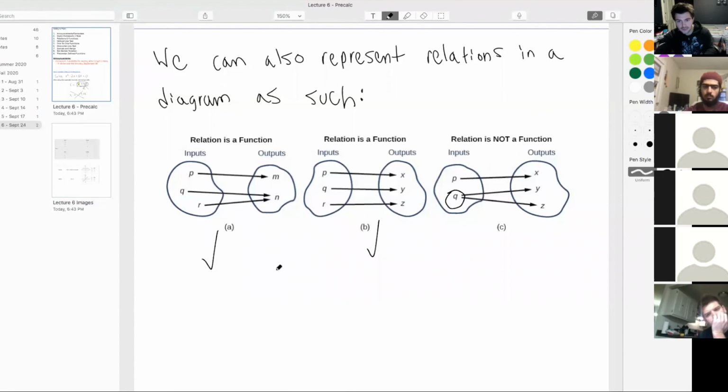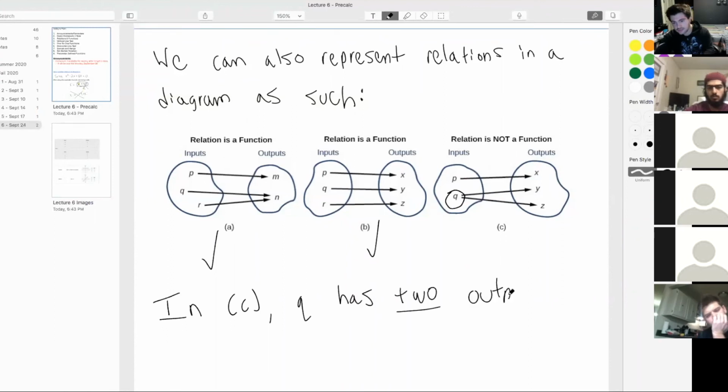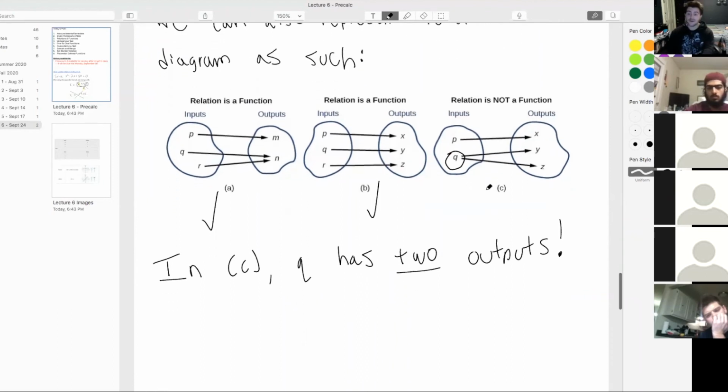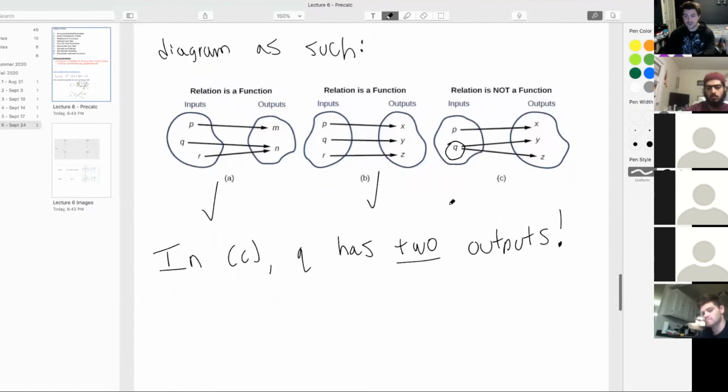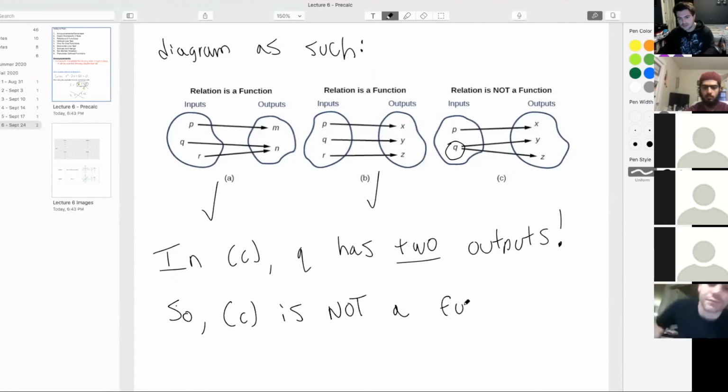But in the last example here, you'll see that Q, the input, has two outputs. So in C, Q has two outputs. Thus, this relation is not a function, because we require each input to have exactly one output. But Q has two outputs, so C is not a function. I hope everyone is seeing what's happening here.